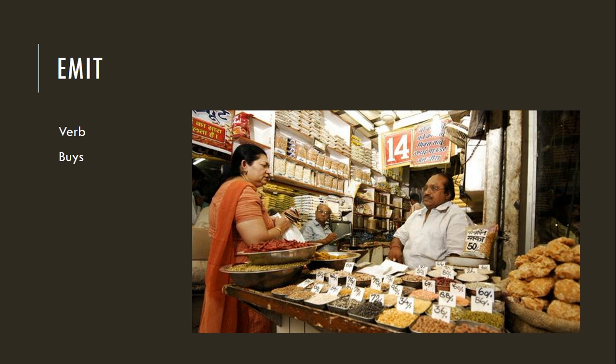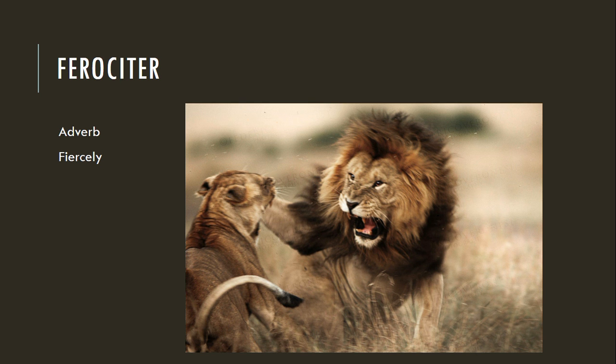Emit is a verb that means buys. So here, femina cibum emit. The woman buys the food. Ferociter is our next word, and it's an adverb meaning fiercely. Ter is a common adverb ending in Latin, so that will help you organize your sentence as you translate. Leo ferociter petit is the lion fiercely attacks.